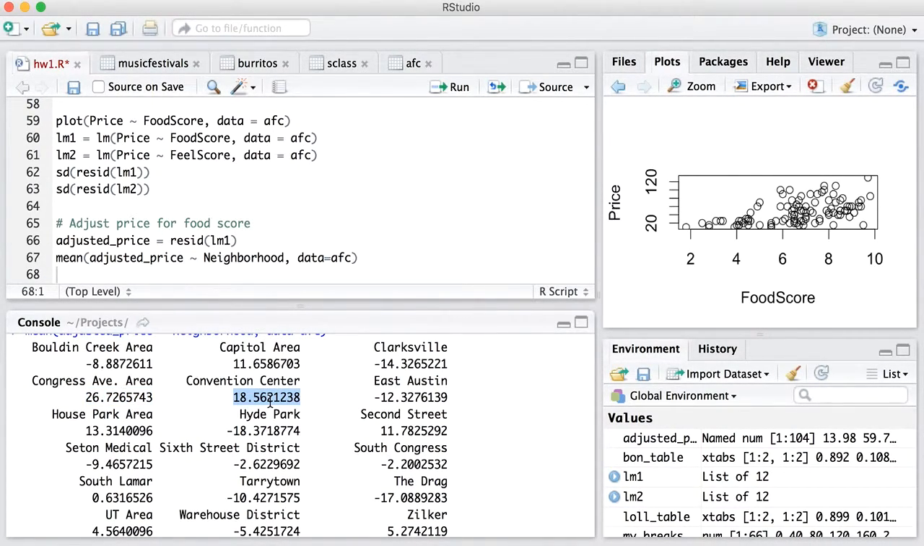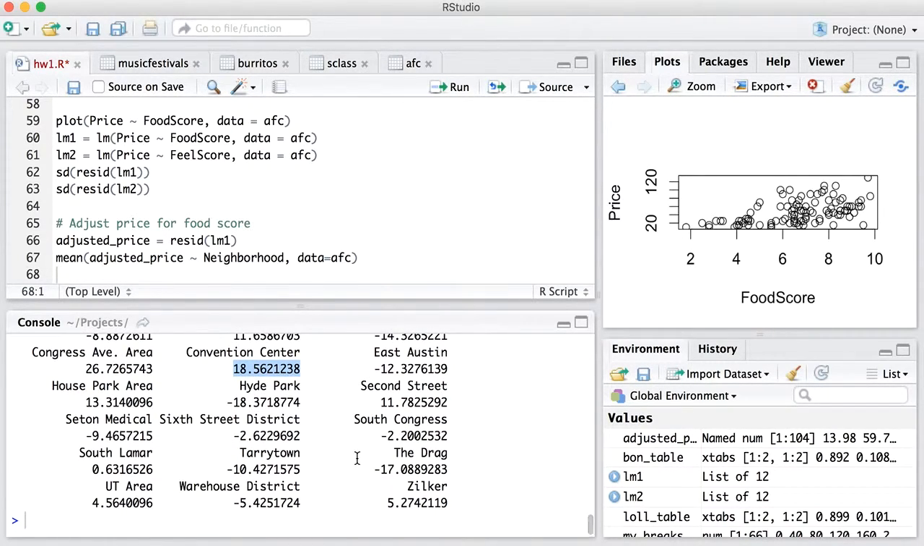So probably the argument would here be that the 2nd Street restaurants are more expensive in raw dollars, but it's better value because the food is better in 2nd Street than it is over by the convention center, where there's probably even more travelers there than Congress or 2nd Street. As far as the best value restaurants, so it's probably Congress Avenue and Convention Center that look to be the worst value by this metric right here.